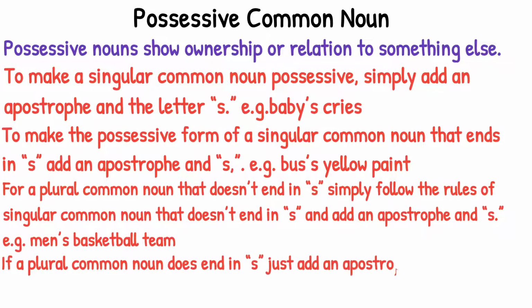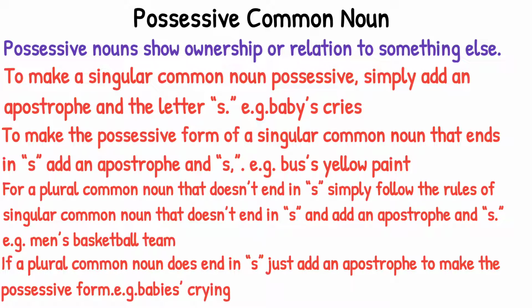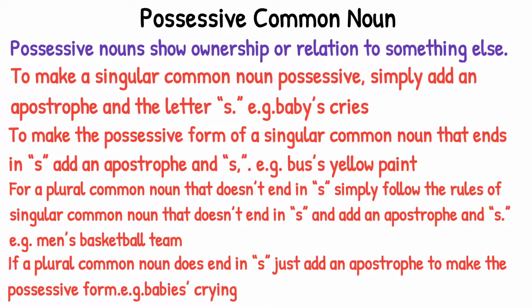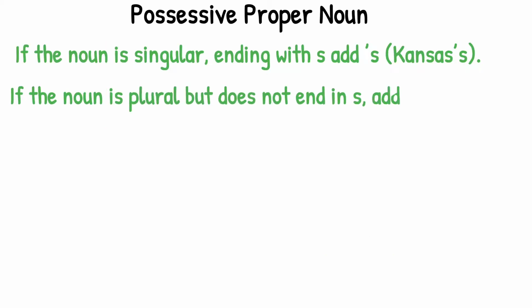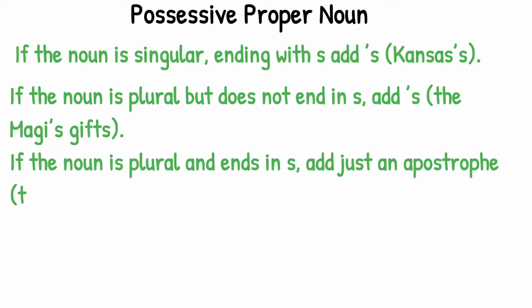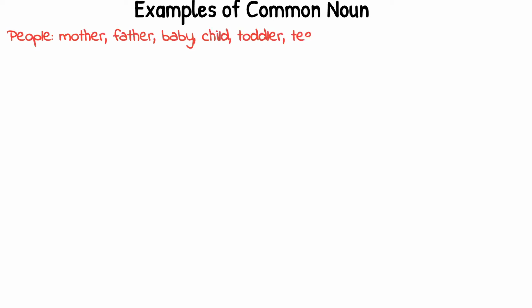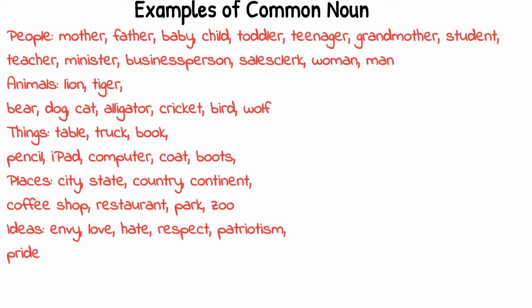If a plural common noun does end in s, just add an apostrophe to make the possessive form. Possessive proper noun: if the noun is singular, ending with s, add apostrophe s, Kansas's. If the noun is plural but does not end in s, add apostrophe s. If the noun is plural and ends in s, add just an apostrophe, the Beatles' greatest hits. Pause the video to take a brief look at examples of common noun and proper noun.